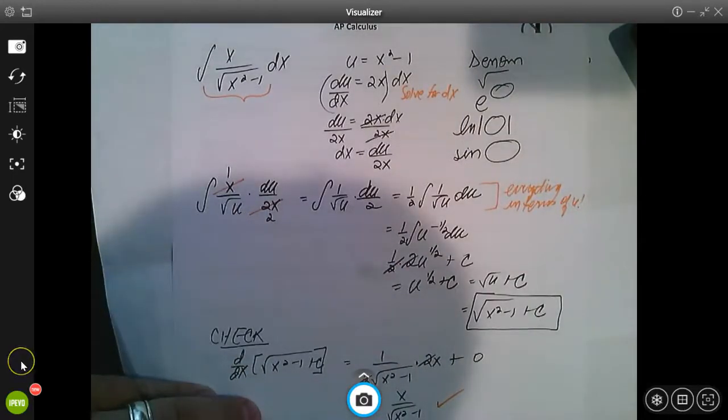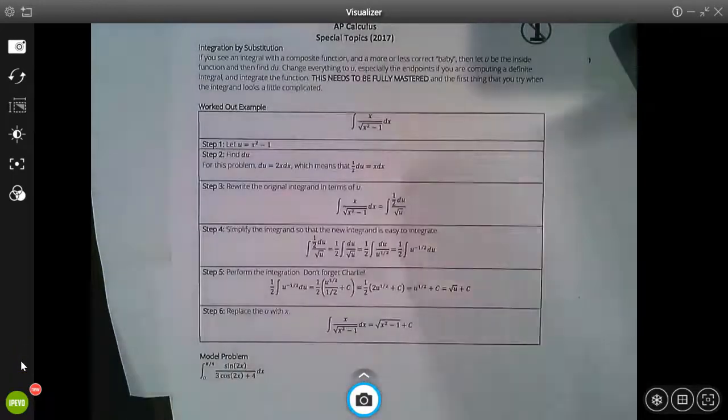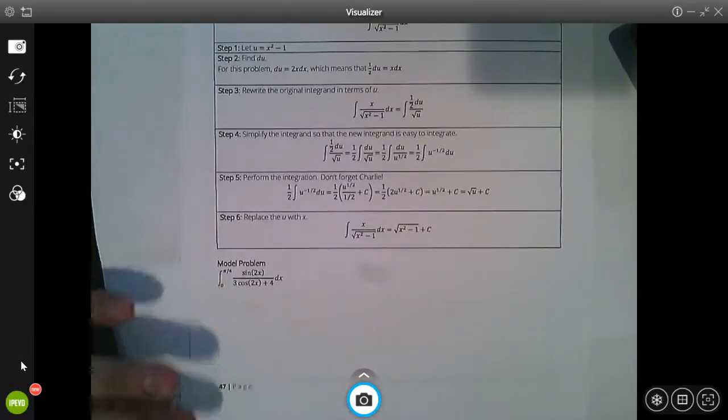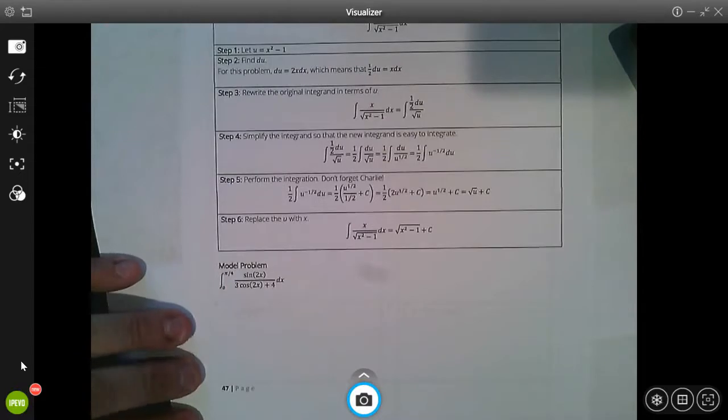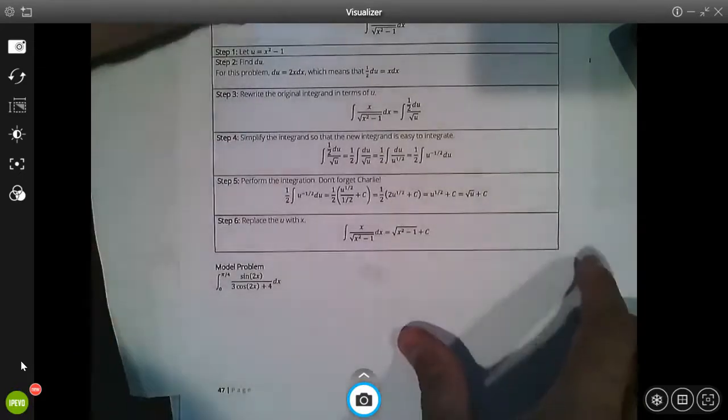Okay. We've got one last problem that we're going to do, and that's here on the bottom of page 47. And let me get myself some more room to write. Sorry, y'all.